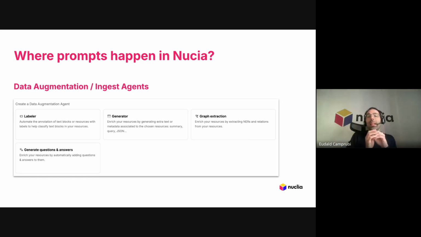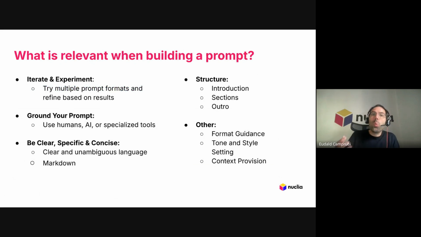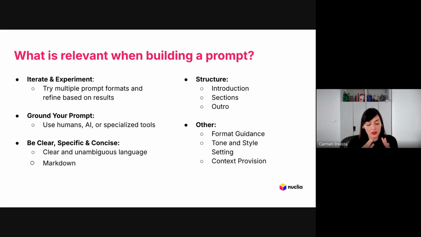So, Carmen, now that we know that we have several places in which we can define the prompt, could you help us understand a bit better what is relevant when we build our prompt? Yeah, of course. Well, the first thing is that you need to make peace with the fact that you need to iterate and experiment. You could get the perfect prompt in one go, but it's unlikely. So you just need to try, play around, and experiment with different prompts, different formats, and refine based on your results. We'll explain a bit later also.